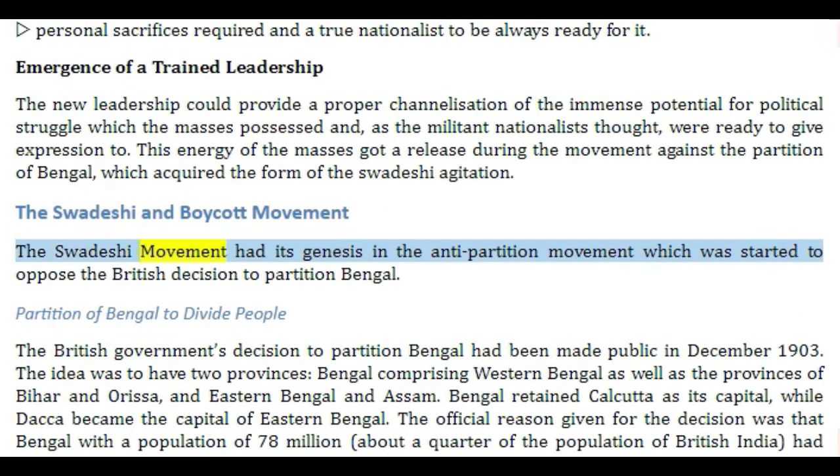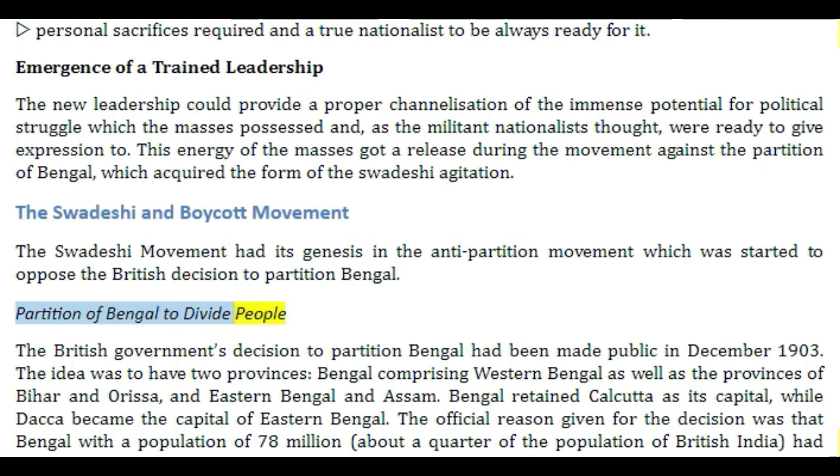The Swadeshi movement had its genesis in the anti-partition movement, which was started to oppose the British decision to partition Bengal. Partition of Bengal to divide people. The British government's decision to partition Bengal had been made public in December 1903.